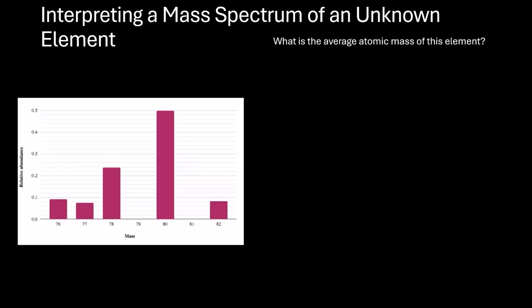So let's go ahead and jump right into the math behind this. And so how do we interpret a mass spectrum of an unknown element? So what is the average atomic mass of this element? And that's what we're going to try and answer. And so the first thing that I want you to do with these types of questions is to make sure that you can figure out, it already gives you the mass, but you're going to want to figure out the relative abundance for each of those bars.